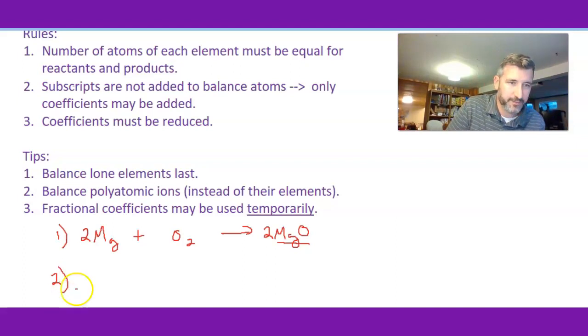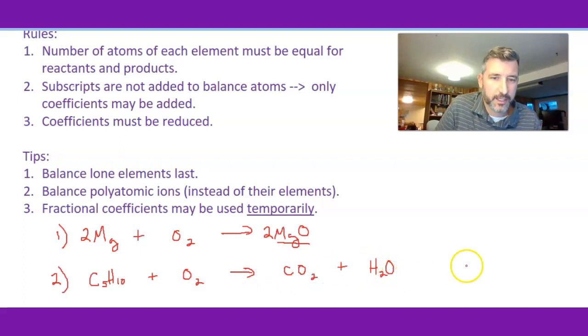This one we're going to do C5H10 plus O2, once again, gives us CO2 plus H2O. We're going to actually use 2 different tips in this one.